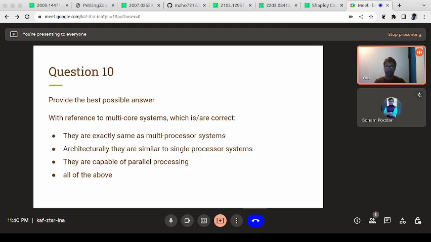So this is the last question of the discussion. This is in regards to multi-core systems. Can you say which is or are correct among these four? That is, they are exactly the same as multiprocessor systems, or architecturally they are similar to single processor systems, or they are capable of parallel processing, or all of the above. Can you state which one is correct? Second and third options. Yes, they are correct actually.